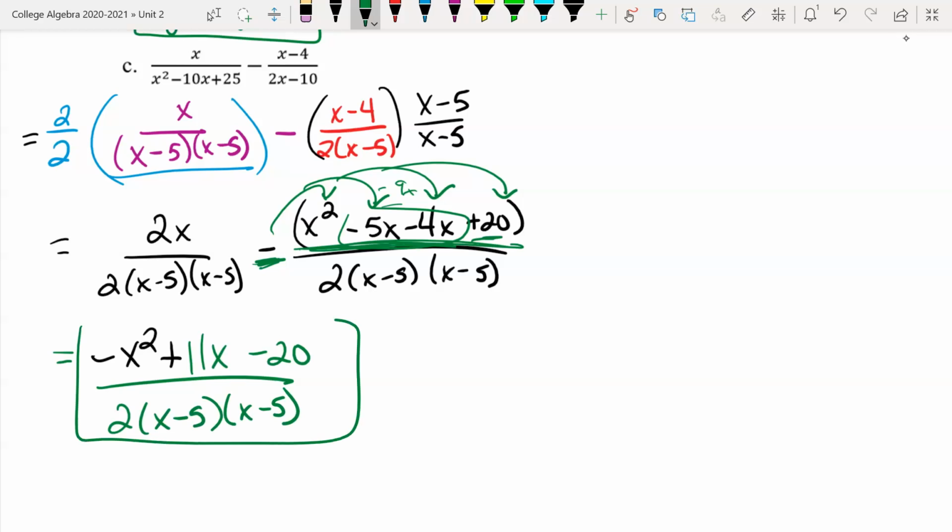All right, so that's simplifying rational expressions when you're adding and subtracting. So multiplying and dividing is what we did last time. Addition and subtraction is a little bit harder, but it's not too bad. This is a paper assignment this time. It is on Classroom. If you have any questions, don't hesitate to reach out.